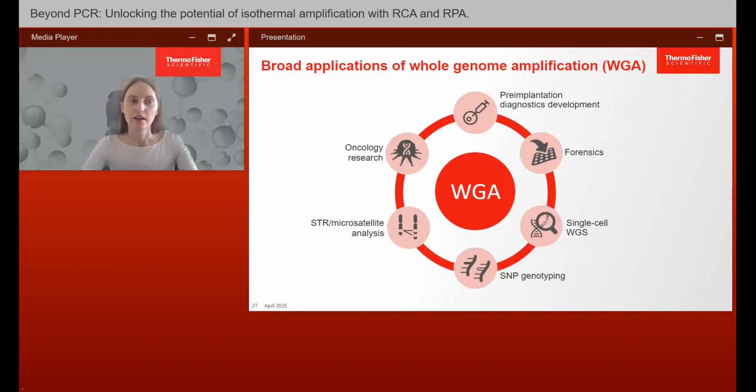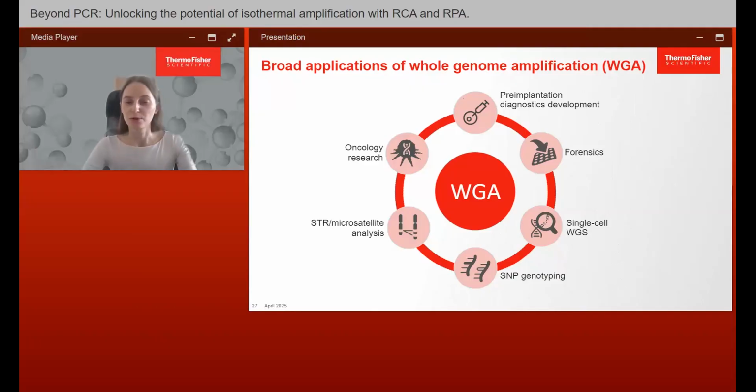When we are working with limited DNA samples and want to increase available DNA to make it sufficient for our needs. And this can be crucial in areas like pre-implantation diagnostic research, forensics, single-cell sequencing, SNP genotyping, metagenomic studies, cancer research, and so on.